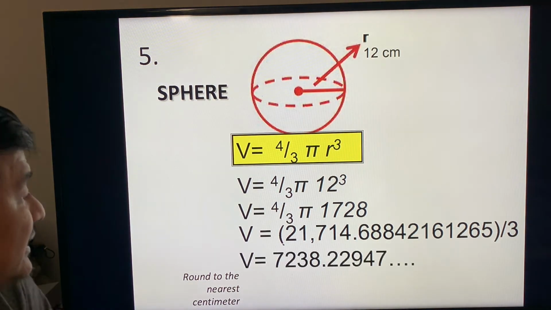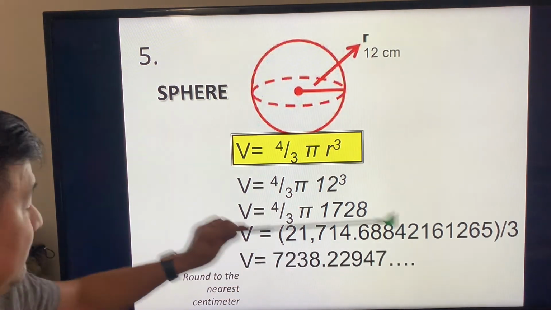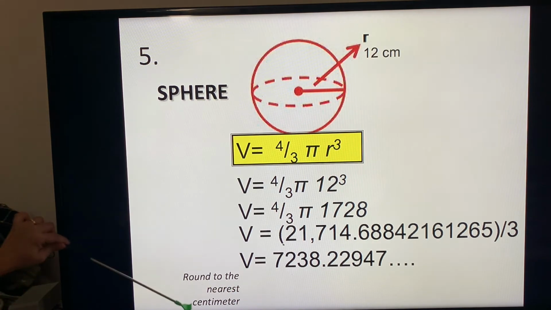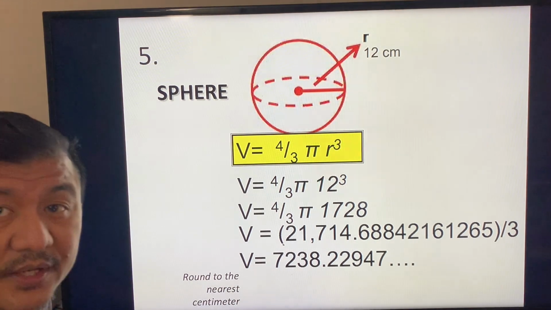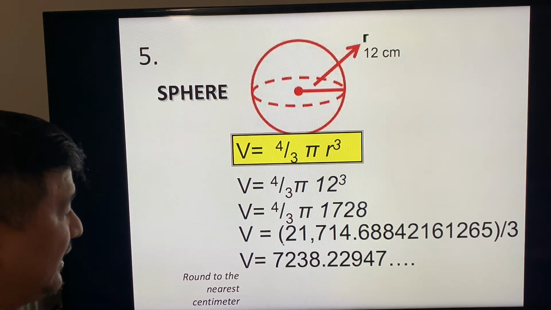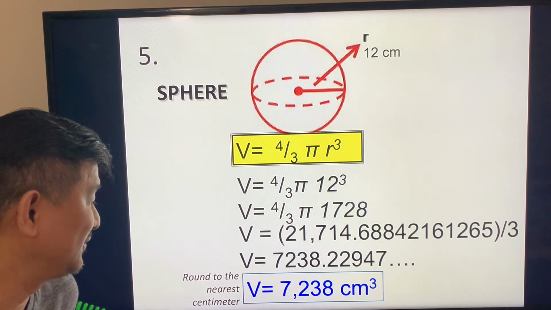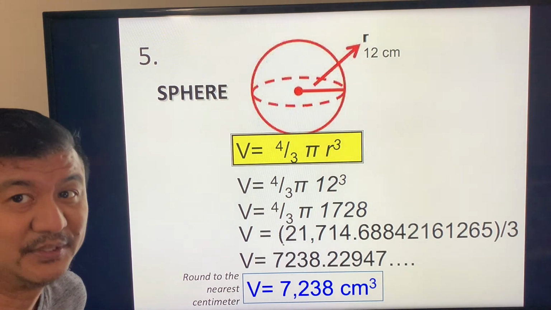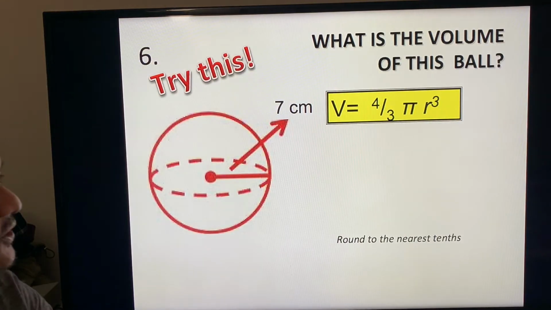When I divide by 3, it's still a non-terminating decimal, but my instruction says nearest centimeter, meaning I want a whole number. Will my 2 affect my 8? No. Therefore, my answer is 7,238 cubic centimeters. Now, try this on your own.